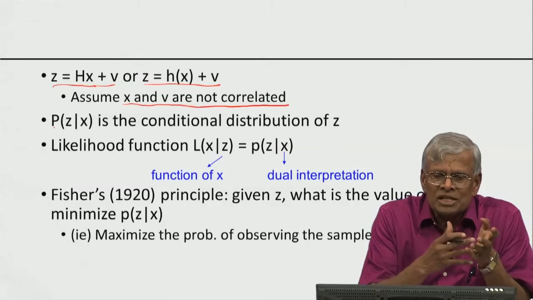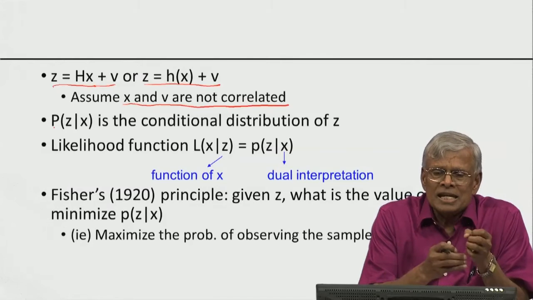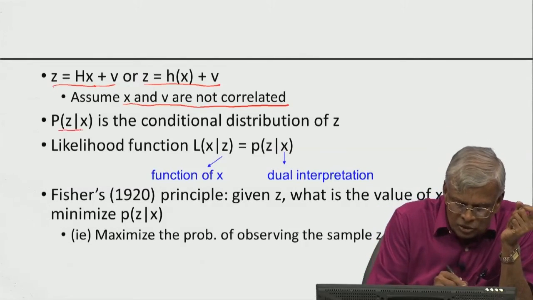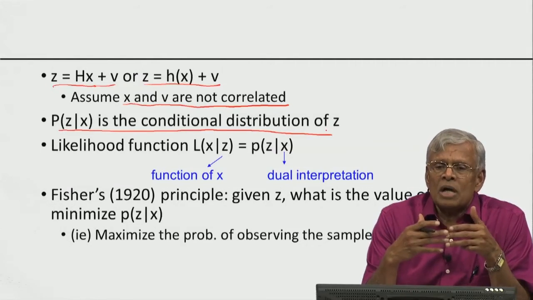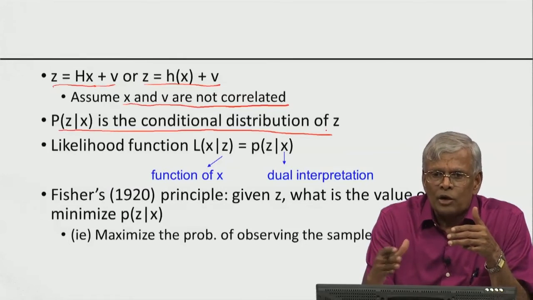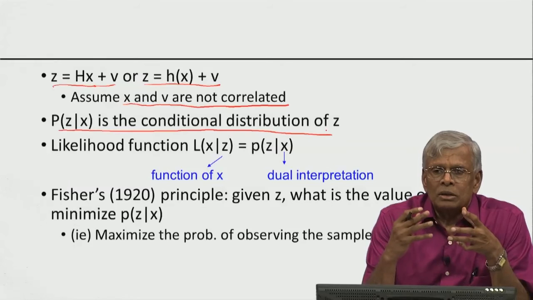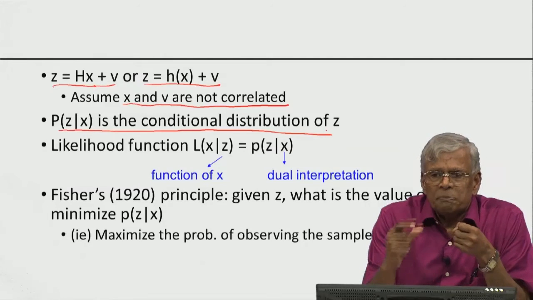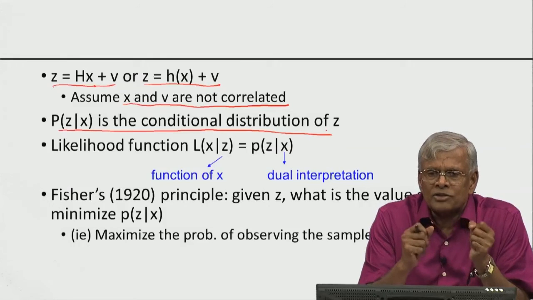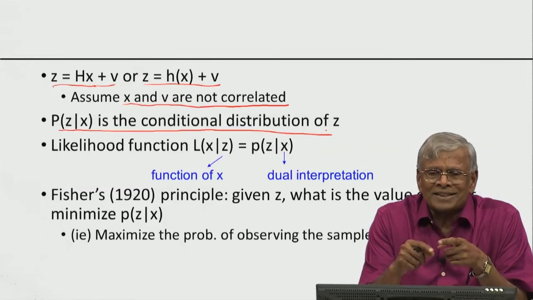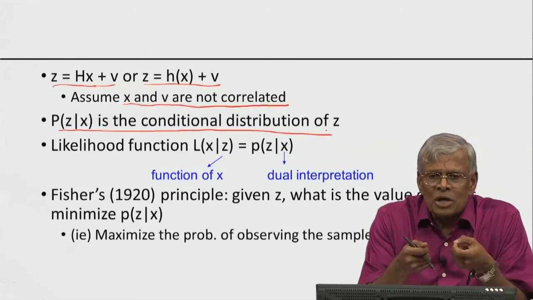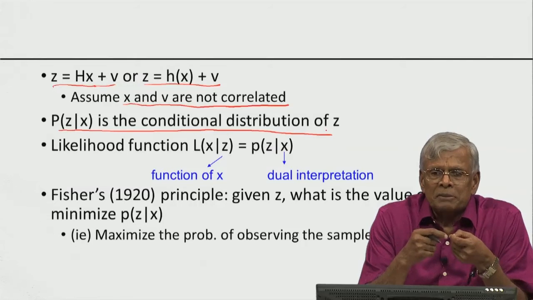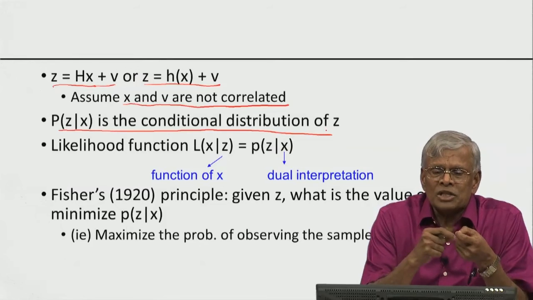Given x, z is random. So given x, z has a distribution. That distribution is called the conditional distribution. The conditional distribution essentially relates to the properties of the observation conditioned on the unknown. Nature plays a game with us. She picks a value of x and keeps it constant. We don't know what x is. Nature is teasing us. We make measurements on nature. So the measurements are going to provide information about x, but the measurements are random.